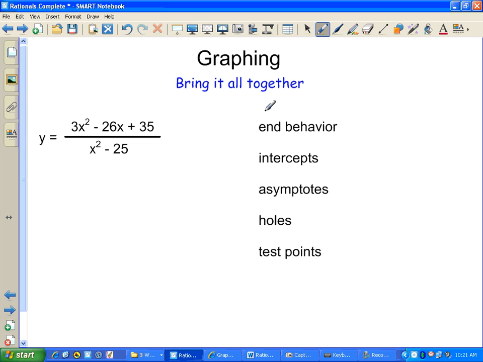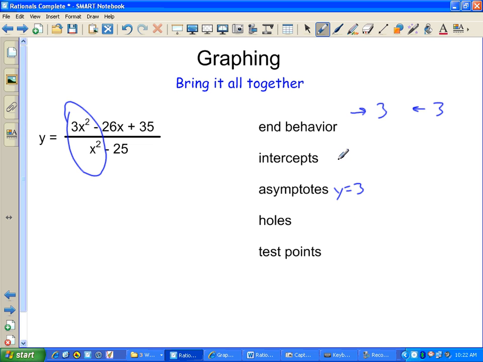So, end behavior. I'm gonna look at my leading coefficients here, or my leading terms. I see that my powers are the same on top and bottom. So I'm going to use the rule that applies to that one, which says I'm going to take the ratio of my leading coefficients. So I've got 3 over 1. So that means my end behavior, as I go to the right, my y values are getting closer and closer and closer to 3. As I go to the left, my y values are getting closer and closer and closer to 3. So that's my horizontal asymptote. Okay, so I can put that down here too. Y equals 3 is a horizontal asymptote.